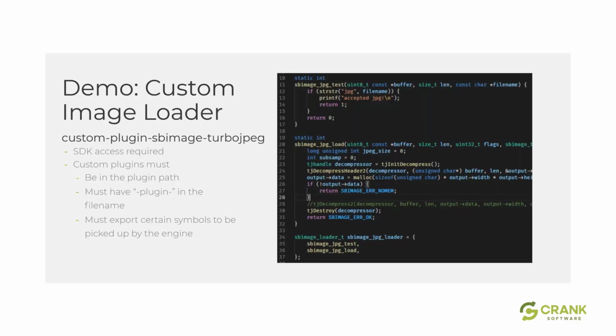All right, so I'm going to go over how to create a custom image loader plugin. Just note that you will need SDK access to follow along with this, and that's something you would have purchased as part of your Storyboard licensing. And a quick note that in order for your plugins to be picked up by the engine, they have to be in your plugin path. They have to have -plugin- in the file name, and there are certain symbols that they have to export to be picked up by the engine. I'll go over that when we get to it.